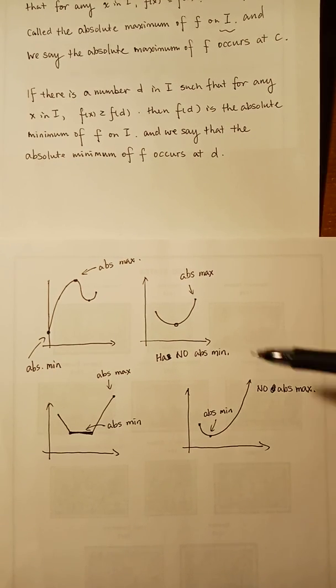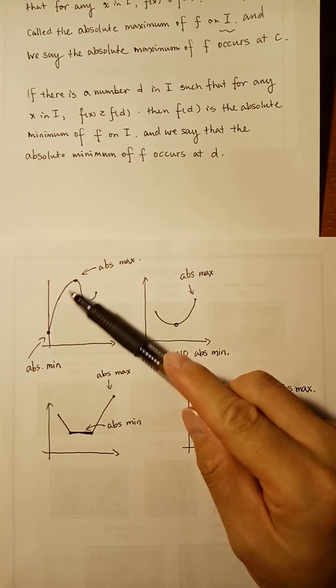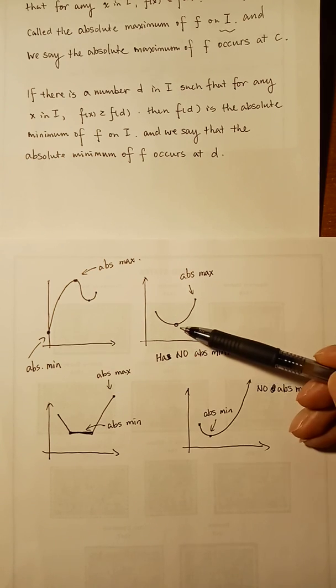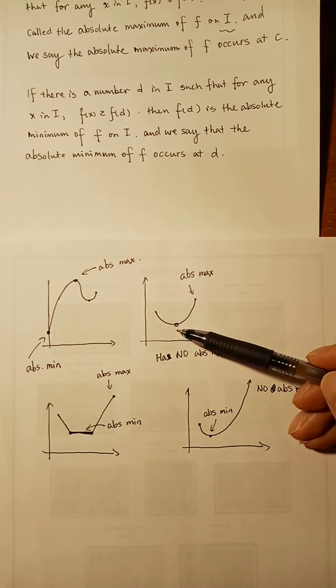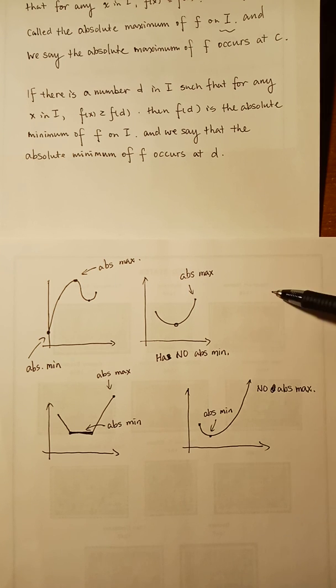Okay. So you see here, when we have something like this, it has one absolute max and one absolute min. And when we have some missing point, then it may not have an absolute max or min. When you have this function go to infinity, it does not have an absolute maximum value. So absolute max or absolute min are not achieved by every function.